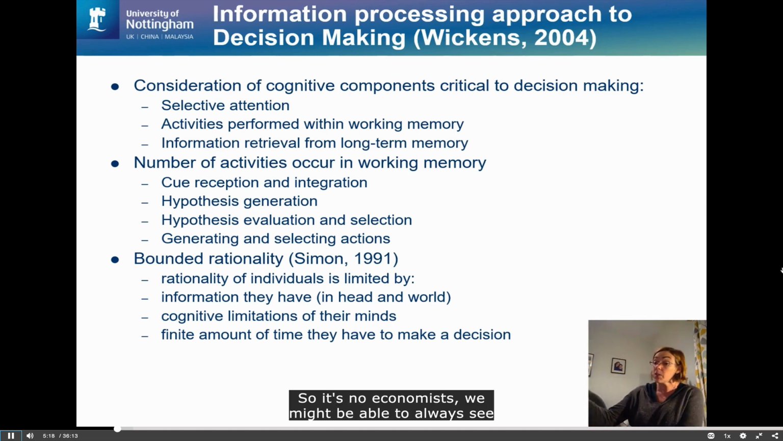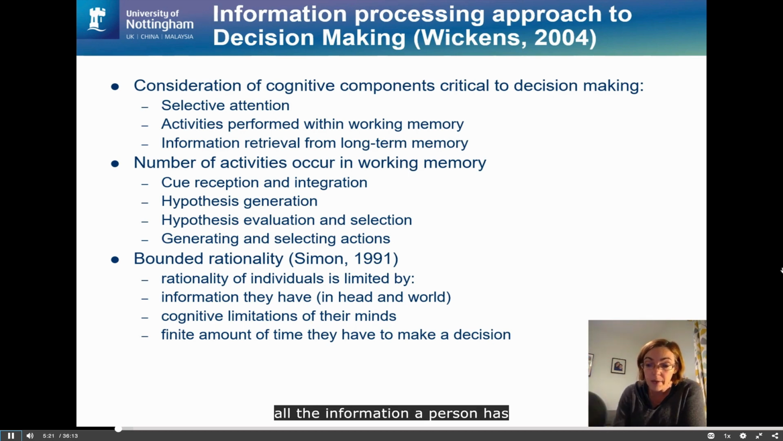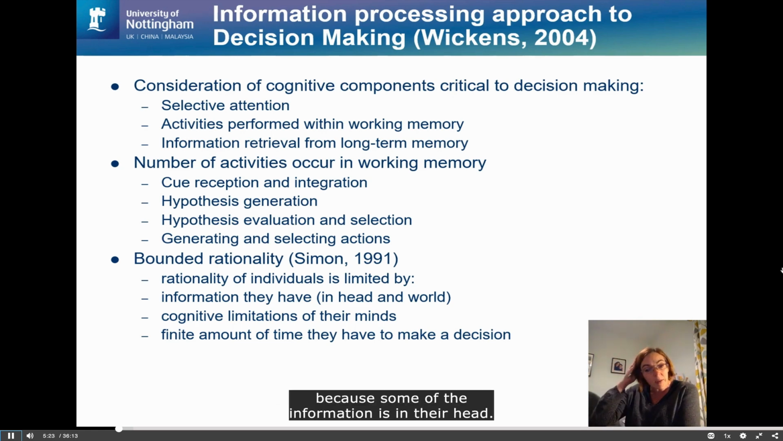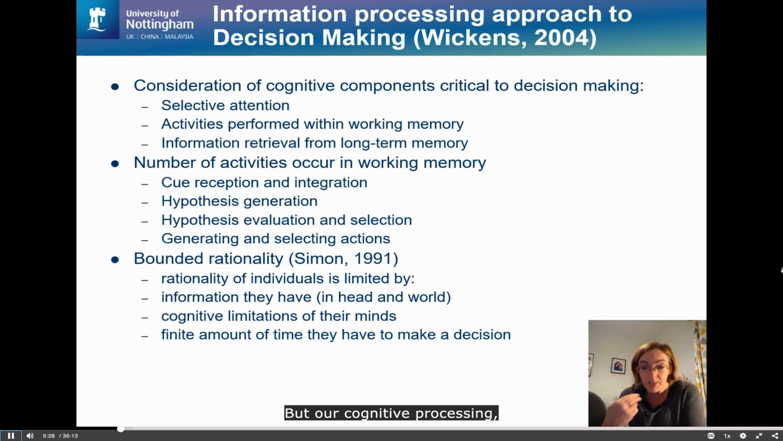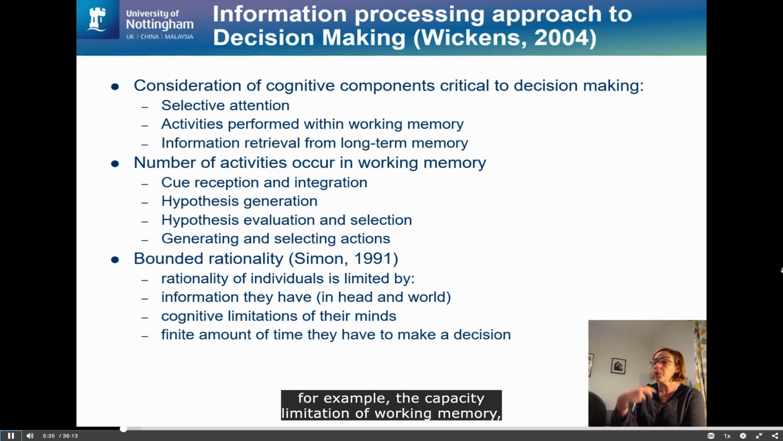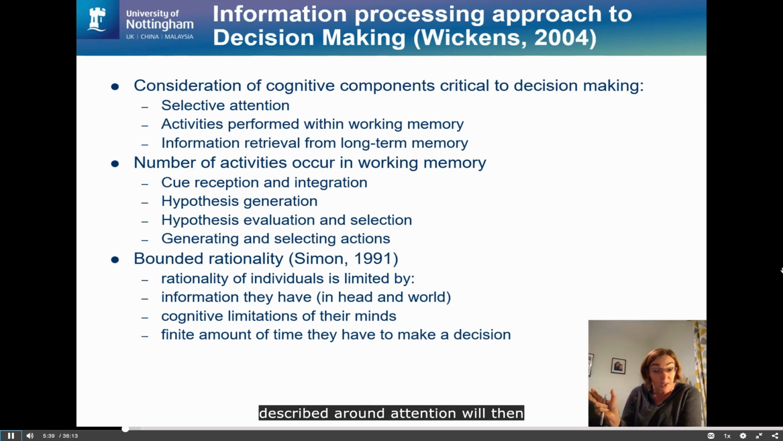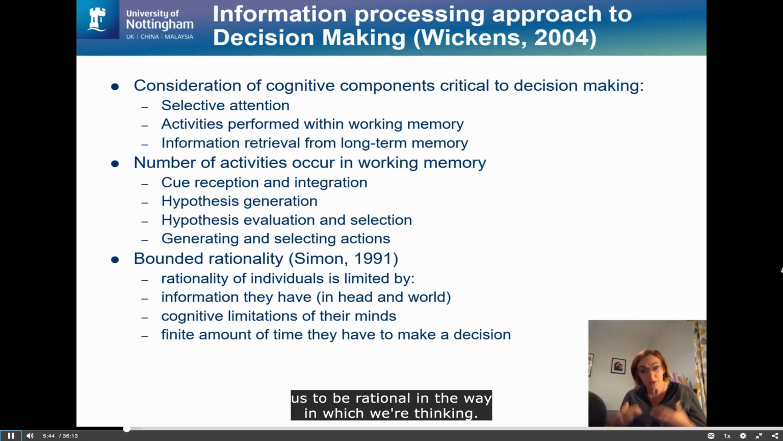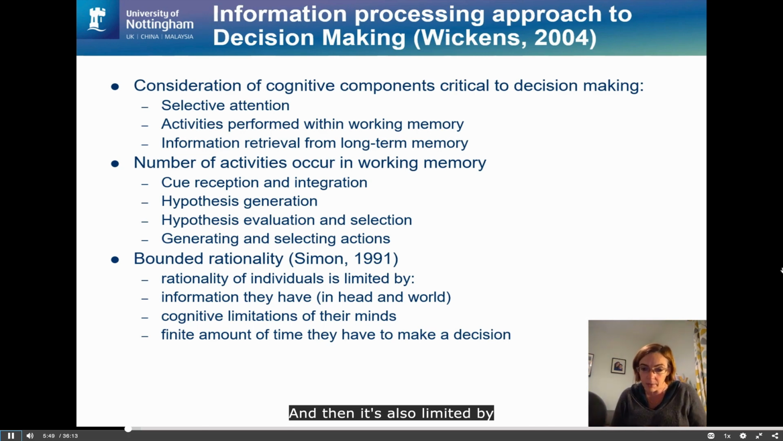So as an ergonomist, we might not always be able to see all the information a person has, because some of the information is in their head. But our cognitive processing, our minds, have cognitive limitations. Those limitations, such as the capacity limitation of working memory or the issues we've already described around attention, will affect our ability to be rational in the way we're thinking. And it's also limited by the finite amount of time we have to make a decision.